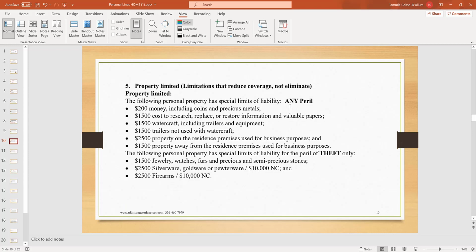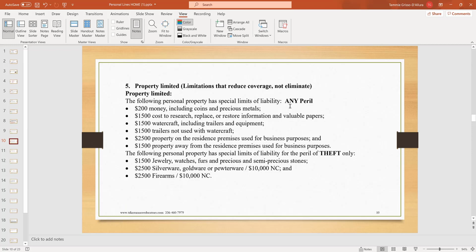And one of those is money. So you have $200 for money. So even if you had, for example, a $50,000 coverage C contents limit and someone steals your money that was under your mattress and there was $10,000 under that, you can see why they limit money. So it's $200. And for any peril, $1,500 costs to research, replace, or restore information.